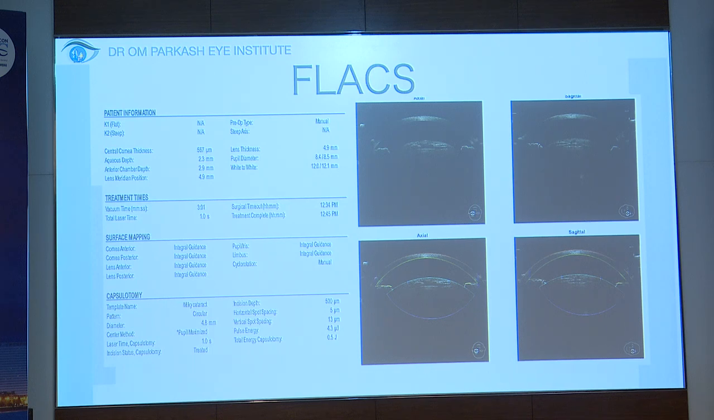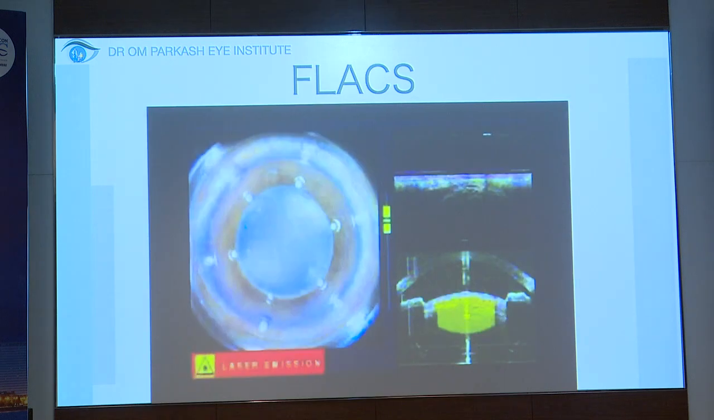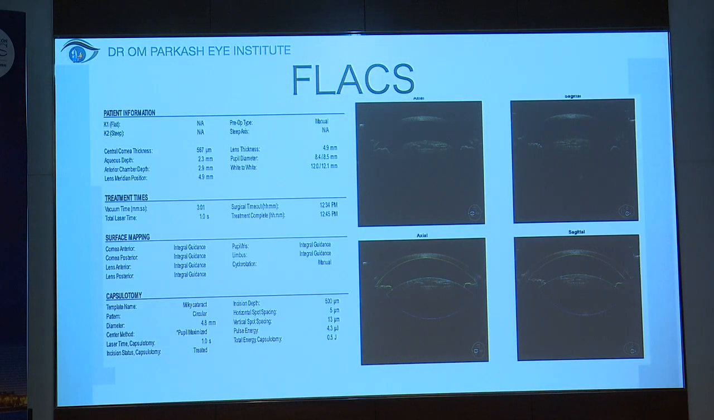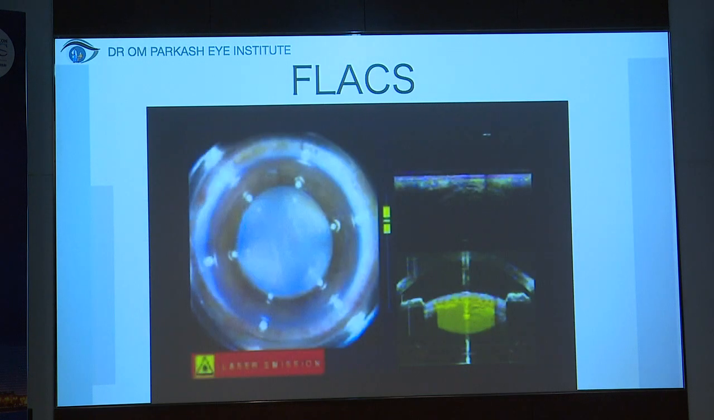You can see here, while doing FLACS, the anterior segment OCT shows fluid pockets with the black areas that you can see in the OCT. So usually when we do FLACS in white cataract, intumescent cataracts, the posterior capsular rexis margin is usually not seen. So we usually skip the lens fragmentation part.